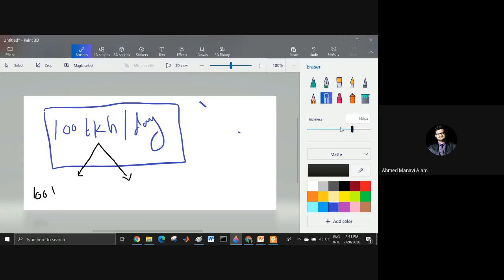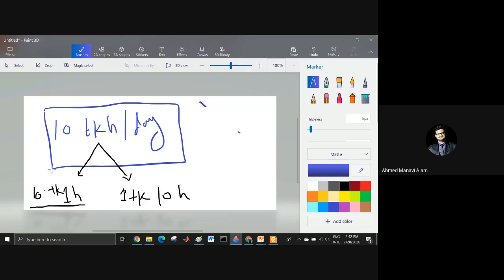I will take 10 instead of 100, it will be easier to explain. You are spending 10 taka hour per day, which means you are spending 10 taka in 1 hour. You are spending 10 taka in 1 hour. Also, these things can mean you are spending 1 taka in 10 hours time.